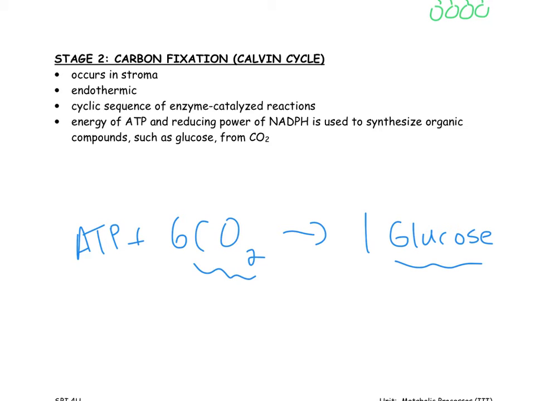Well, first of all, it's occurring in the stroma. So if we think about our chloroplast again, we're not dealing with our grana anymore. We're just dealing with the space in between our grana in our chloroplast. As was the Krebs cycle, the Calvin cycle is cyclic in nature, and we're going to see enzymes catalyzing each stage in that cycle. And what is powering the cycle? Well, it's the ATP we produced in the light reaction and the reducing power of our NADPH that's going to help us make that glucose.